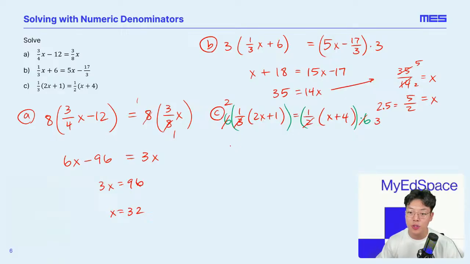So we have 2 times 2x, which is 4x, 2 times 1, which is 2. We have 3x plus 12, and now we solve. 4x is greater than 3x, so I'm going to leave the x on the left side. 4x minus 3x is x, and subtract 2 from both sides. X is equal to 10. Voila, we're done.